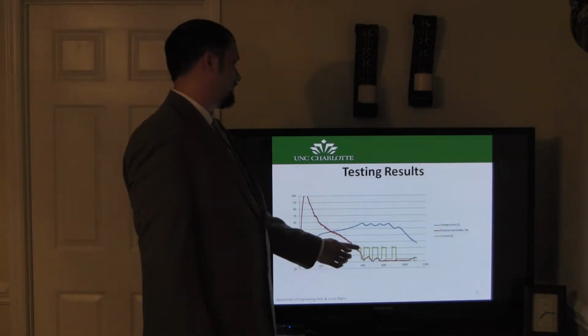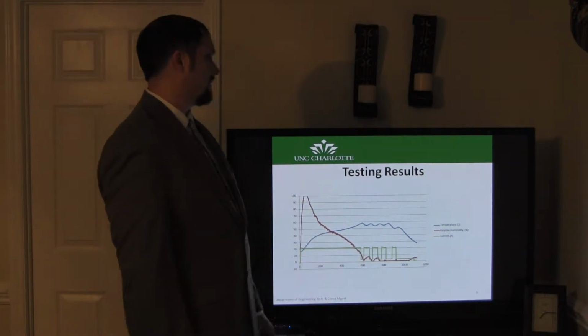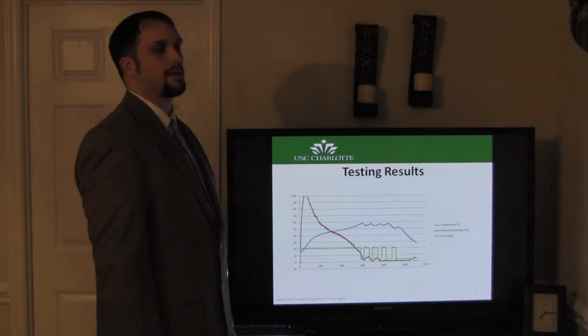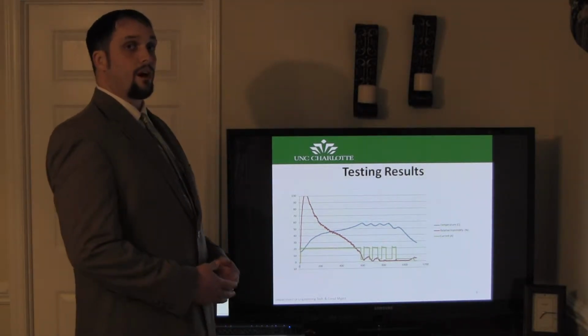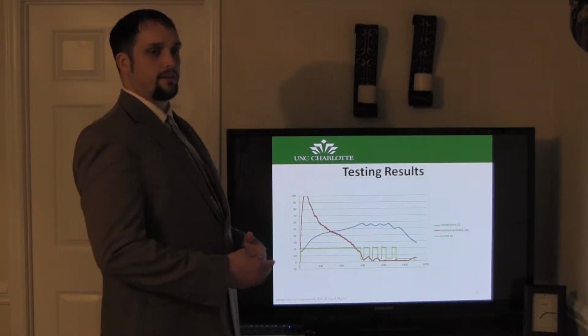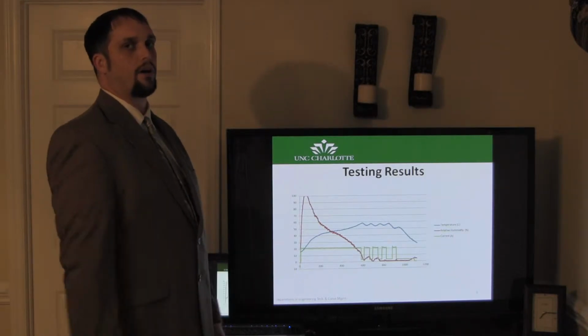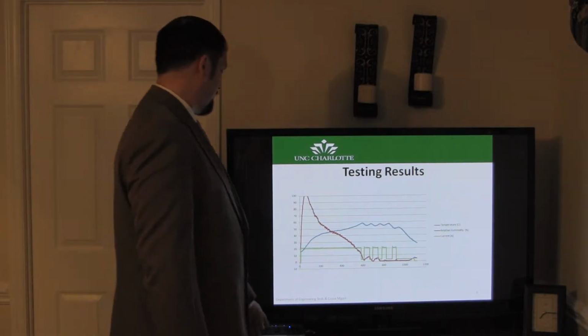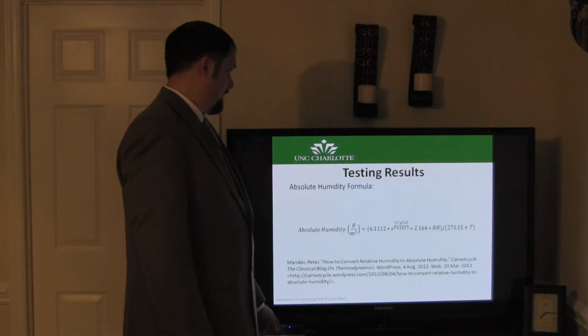And then the current, you see it cycling here, and that's the internal workings of the dryer, because when it gets too hot, the dryer has an internal circuit that cuts the heating element off for X amount of time.